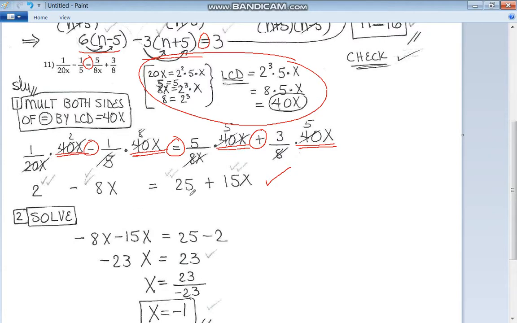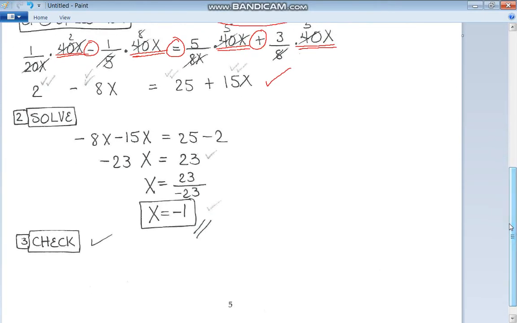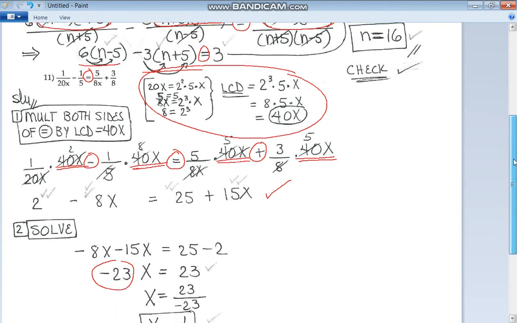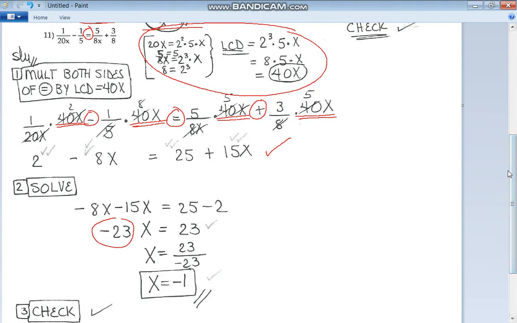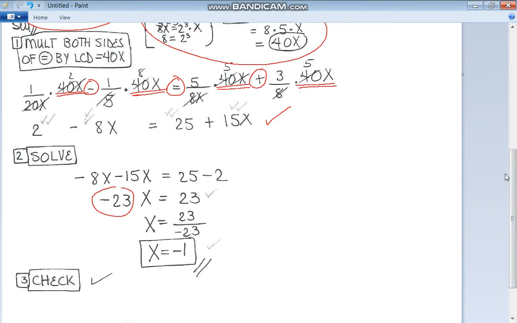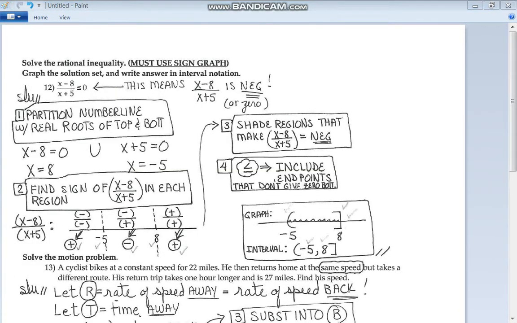2 minus 8x equals 25 plus 15x. Now we just need to solve for x. So let's work on isolating x terms, divide both sides by the coefficient, x equals -1, and then you can check your answer by plugging it back in. You can see it doesn't give you a zero denominator in your original question, and if you plug it back in carefully, you'll see that it makes both sides equal. Moving on to number 12.